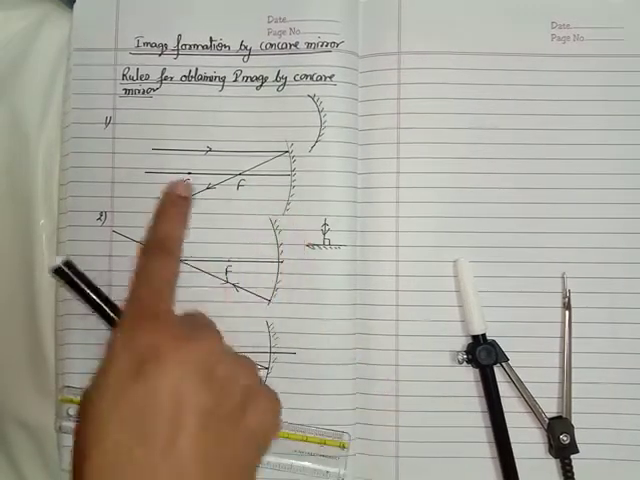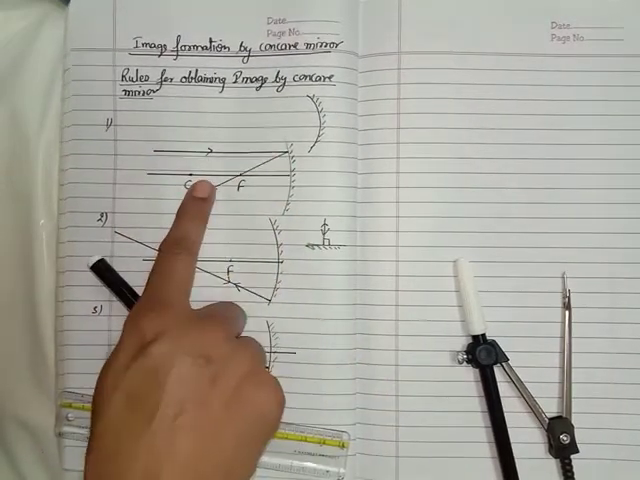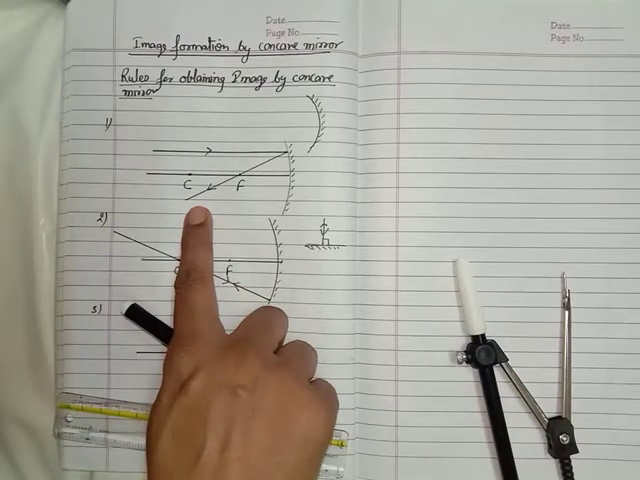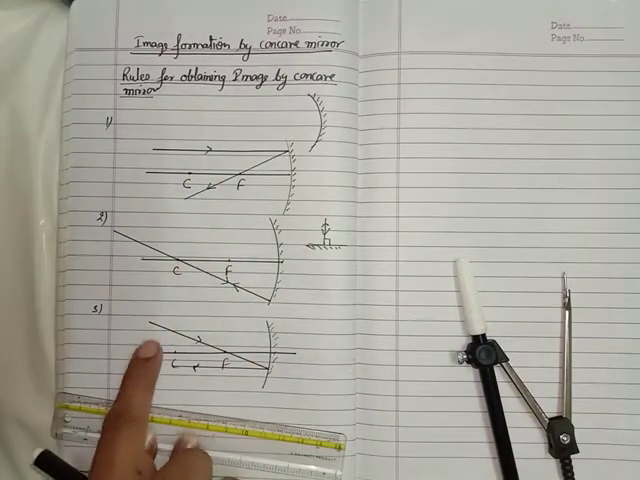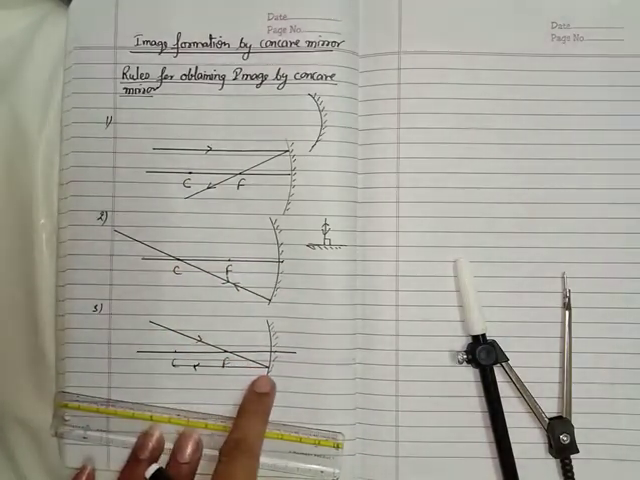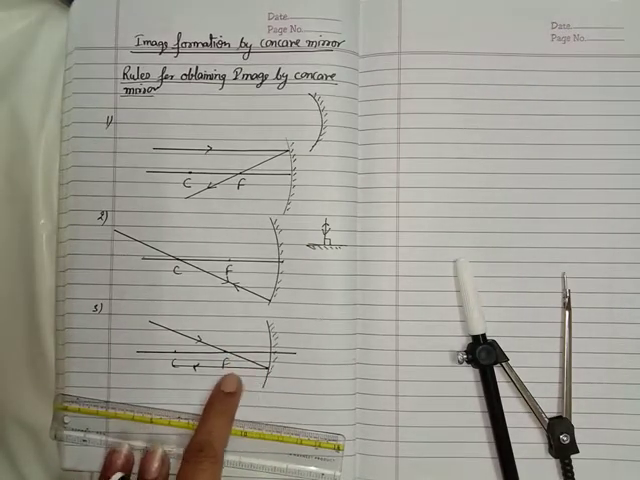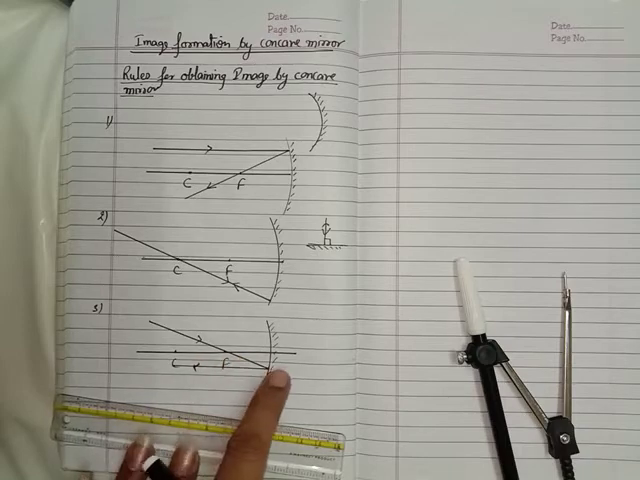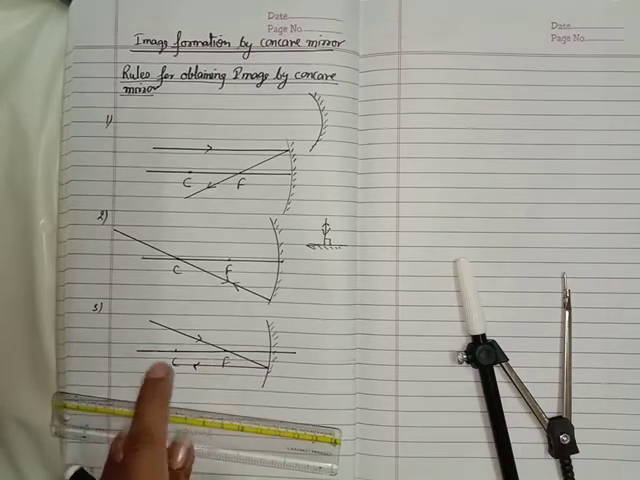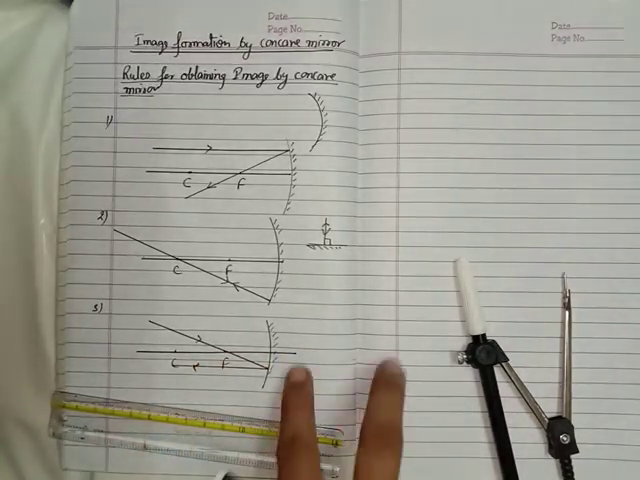If a light ray which is coming parallel to the principal axis always passes through the focus of the concave mirror, the same way if a light ray passes through the principal focus of the concave mirror, after reflection from the mirror it is always reflected along a path which is parallel to the principal axis. Okay, this is the third rule.